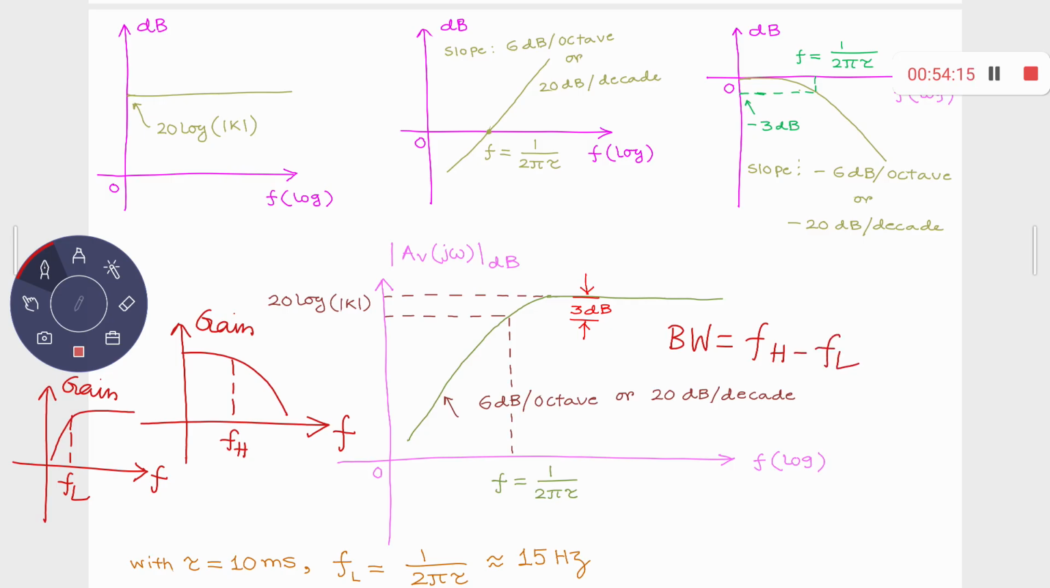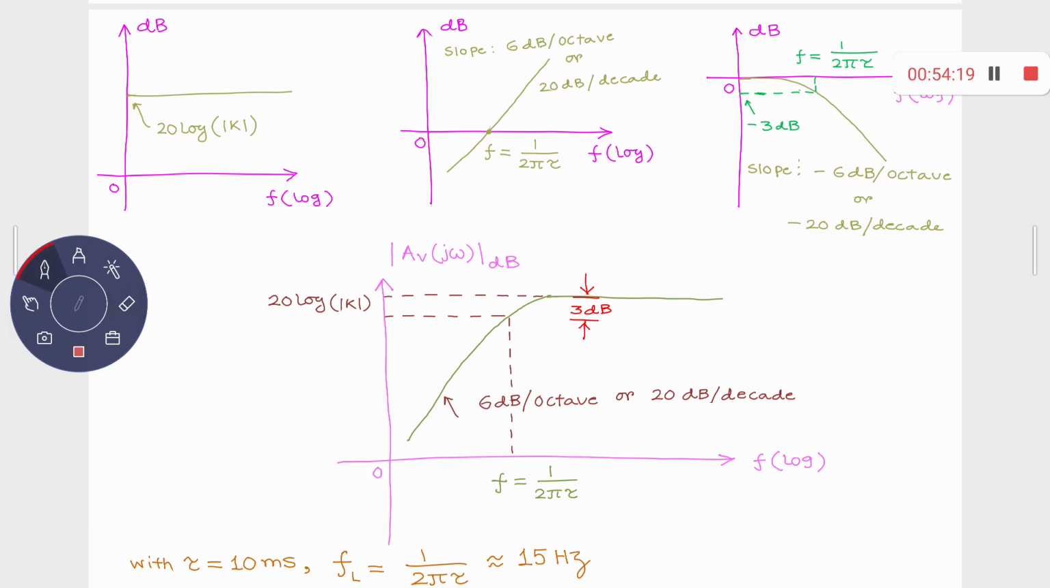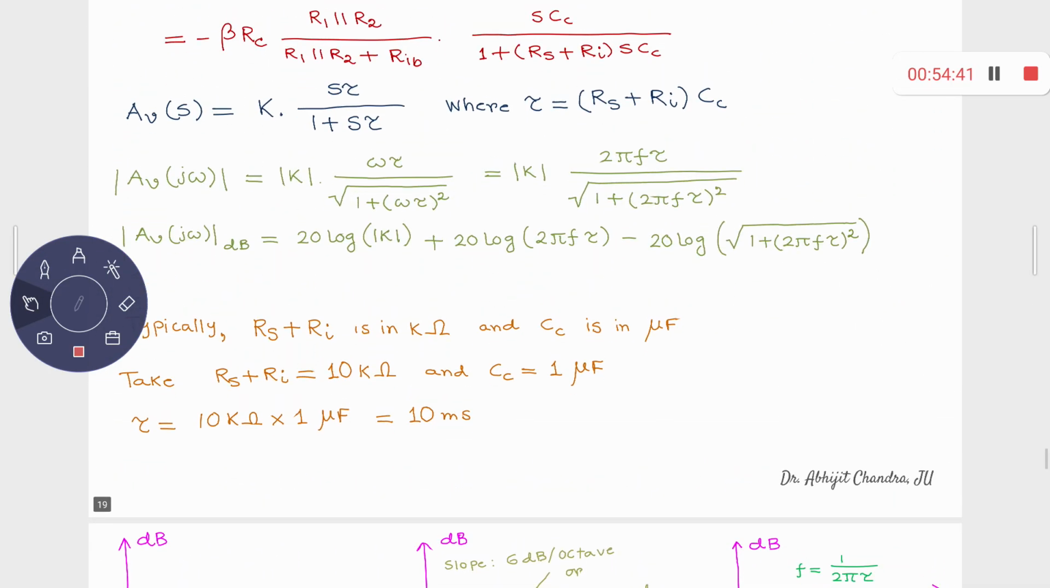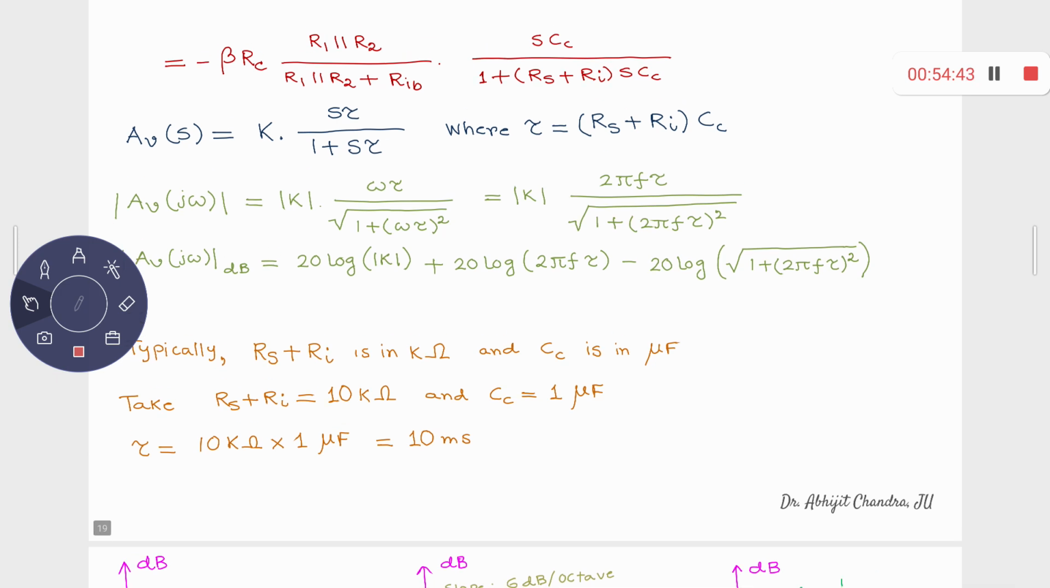Okay. So now let's take some arbitrary value and see what that f is. In order to get this bandwidth, you have to ensure that fh must be greater than fl. Otherwise, fh minus fl will be negative, which has no significance, right? So typically, what we get over there is Rs plus Ri times Cc, right? Rs plus Ri times Cc.